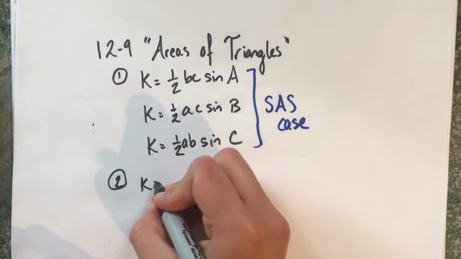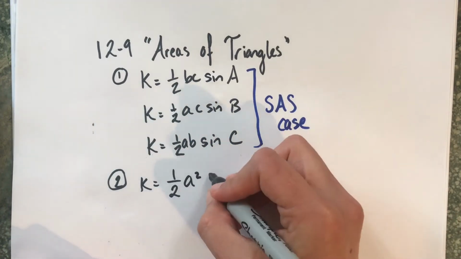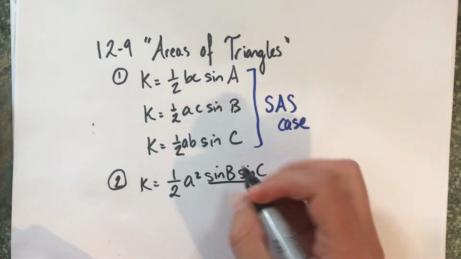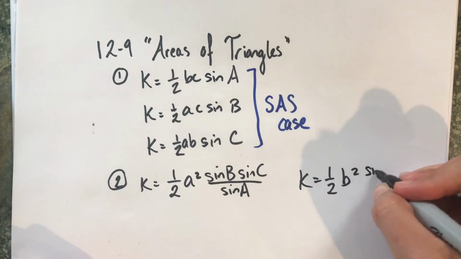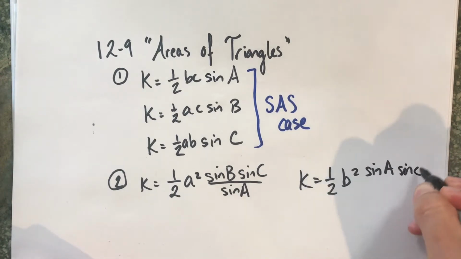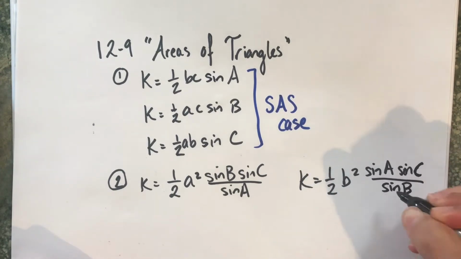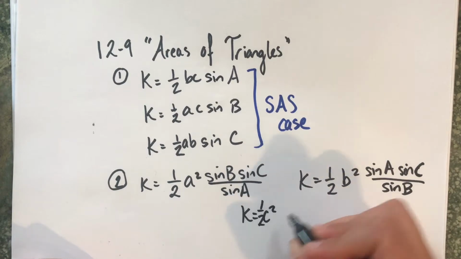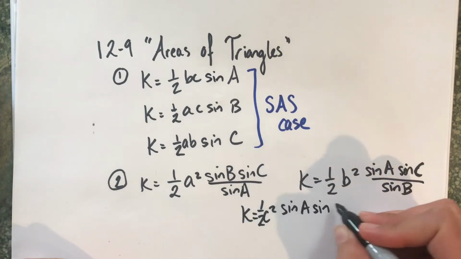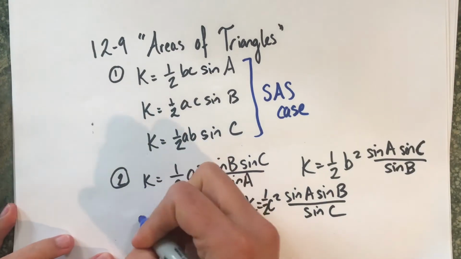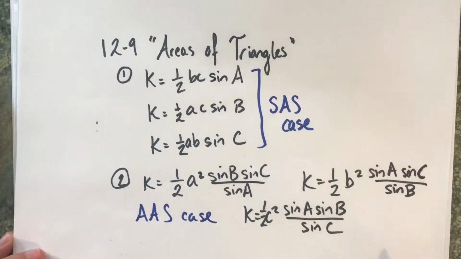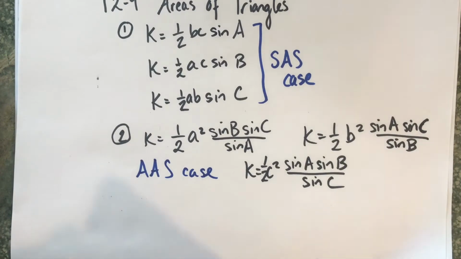So if you're given a side, an angle, and a side, then you can find the area of the triangle using these formulas. The next formulas we're going to use: K is equal to 1/2 A squared sine B sine C over sine A. So notice that the side A goes there, and then the sine of A would be on the bottom. Okay, so that pattern kind of repeats. We have 1/2 B squared, sine B is on the bottom, and then 1/2 C squared, sine C is on the bottom. Okay, and then the other two angles kind of go on the top. So this is if we have the angle, angle, side case, okay?